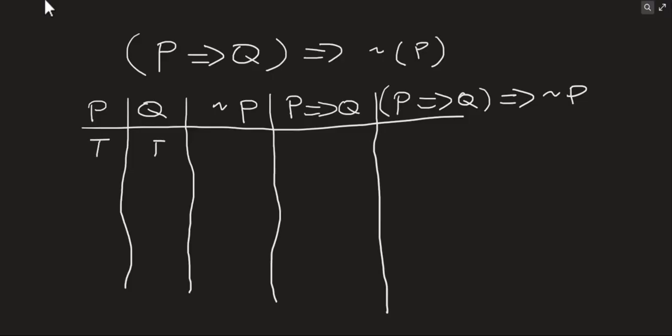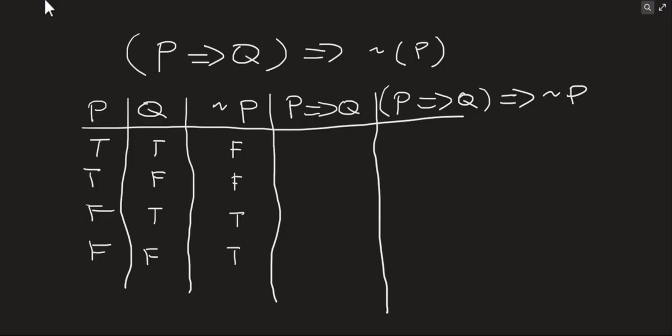We have true, true, true, false, false, true, and false, false. Not P is going to be the opposite of P. So P is true, true, false, false, so not P will be false, false, true, true. Now we want to look at the statement P implies Q.